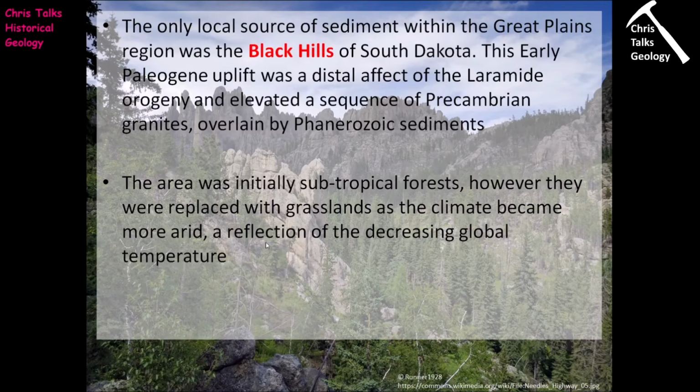However, the Great Plains as a whole has been replaced with grasslands as the climate has become more arid, and this is a general reflection of decreasing global temperatures. So as we've discussed, as we went through the Cenozoic, we've had this steady decrease in global temperature. And so this means initially, during the very early Cenozoic, areas like the Great Plains would have been quite warm and quite wet, and so there would have been excellent conditions for tropical or subtropical forests. But as the conditions started to get a bit colder and drier, we see these forests dying back, and they're replaced primarily with grassland.